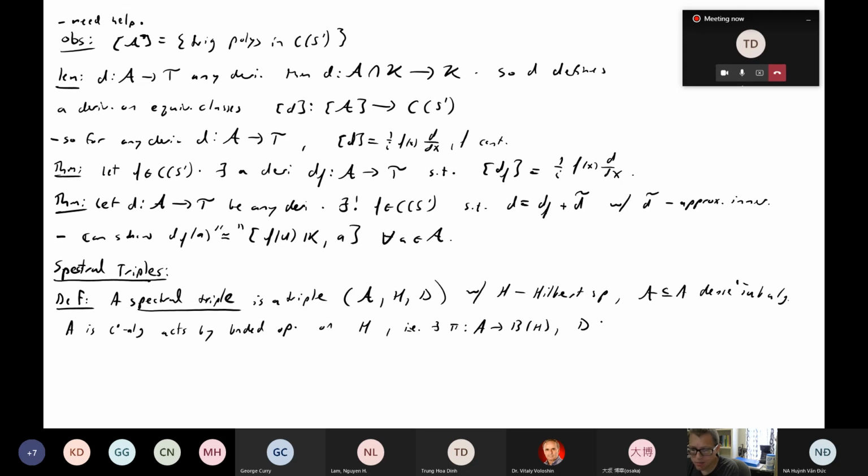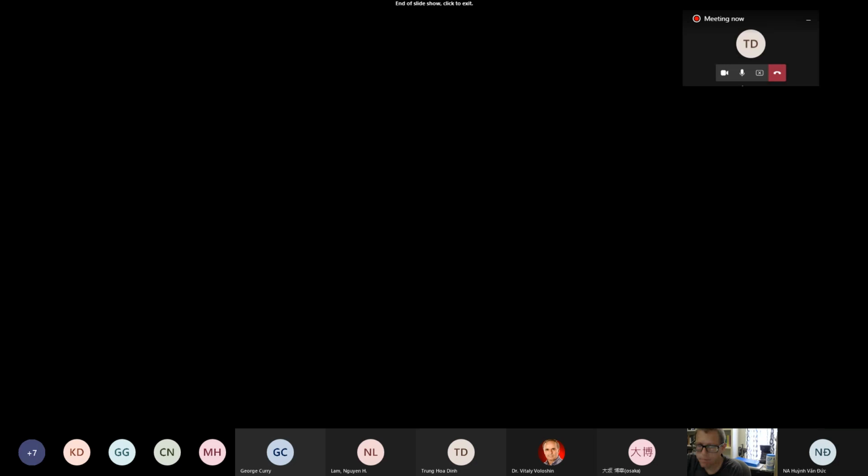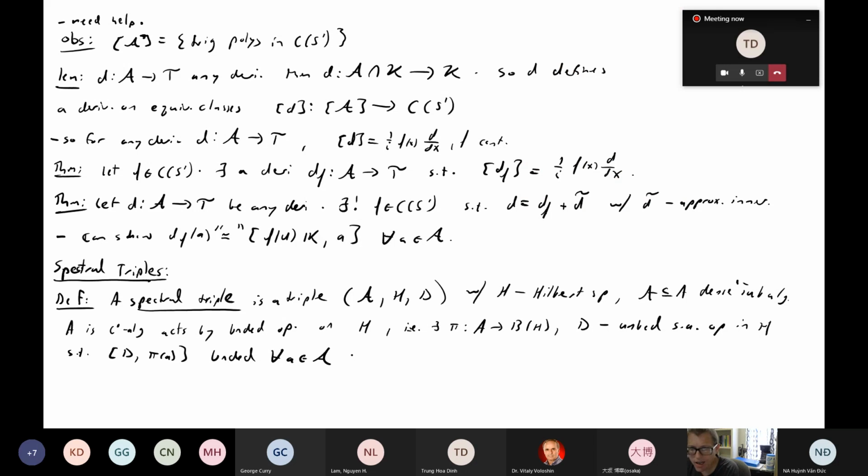And this D is an unbounded operator. It doesn't have to be self-adjoint, but for the time being, I'm going to say it's self-adjoint. It's an unbounded operator that's self-adjoint in H, so that the commutator of D with pi of A is bounded for any A in this dense subalgebra, and 1 plus D squared to the power minus 1/2 is compact.